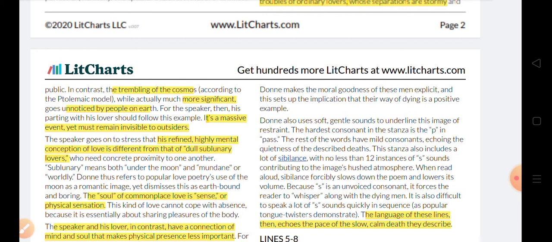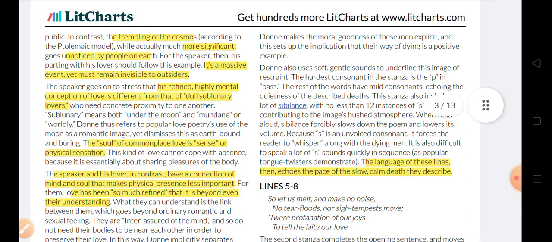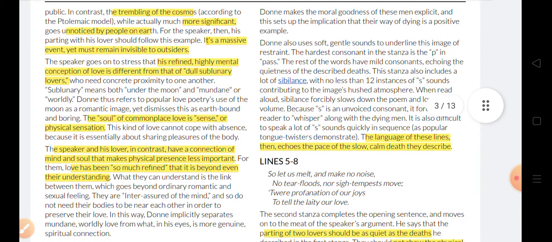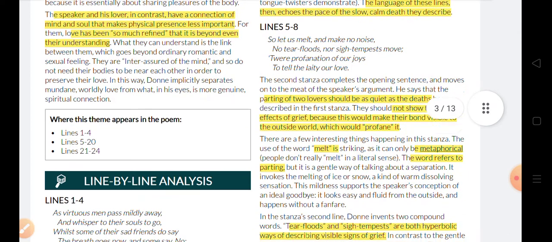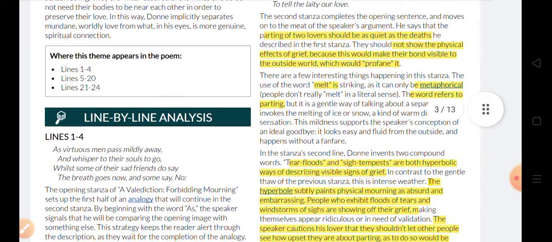And the soul of common lovers' love is sense. He described that the soul of common love, ordinary people's love, is sense, the physical sensation, whereas the speaker and his lover have a connection of mind and soul that makes physical presence less important. And love has been so much refined that it's beyond even their understanding. And it will occur in the themes in lines 1 to 4, 5 to 20, 21 to 24.